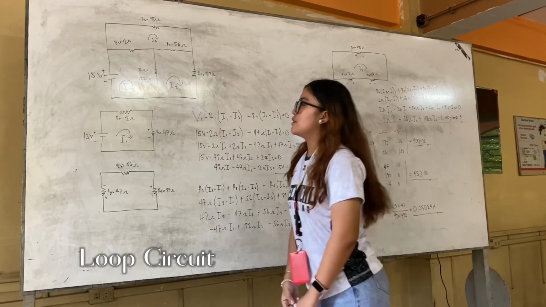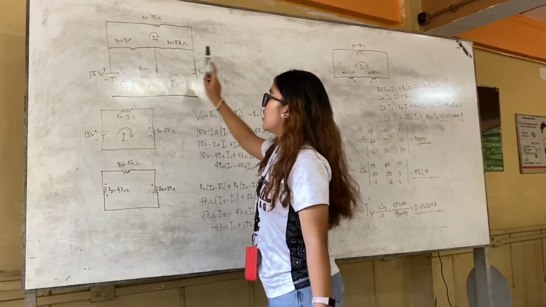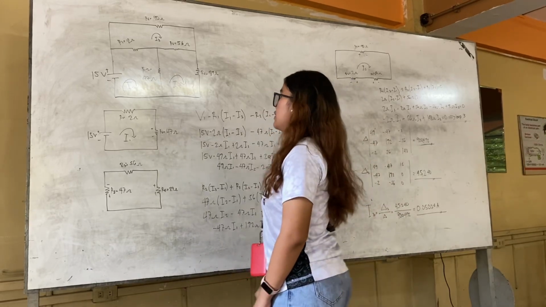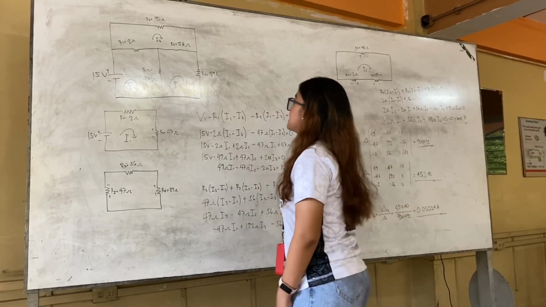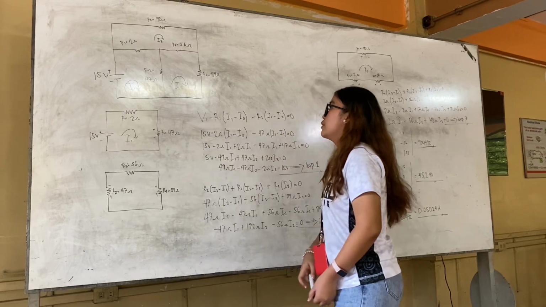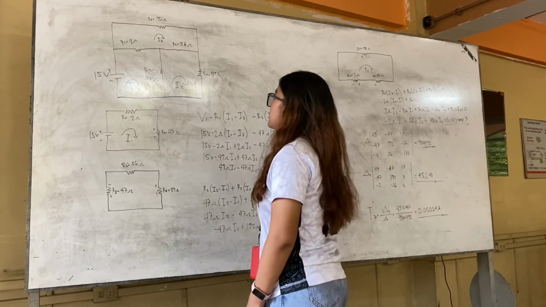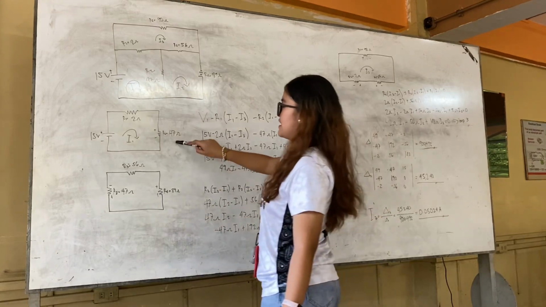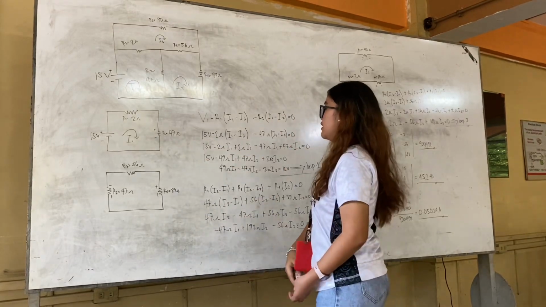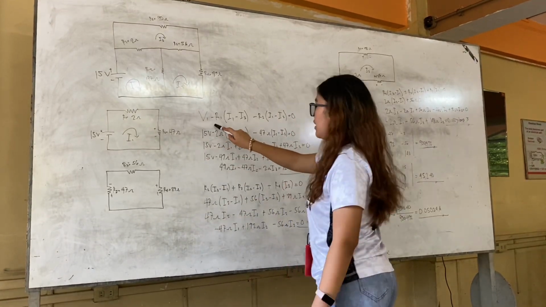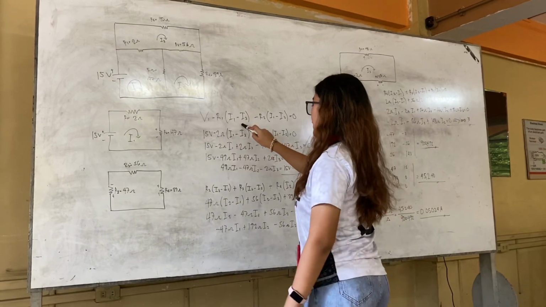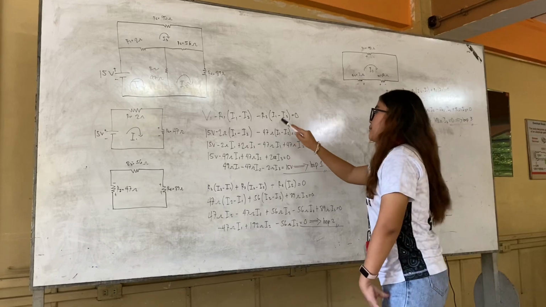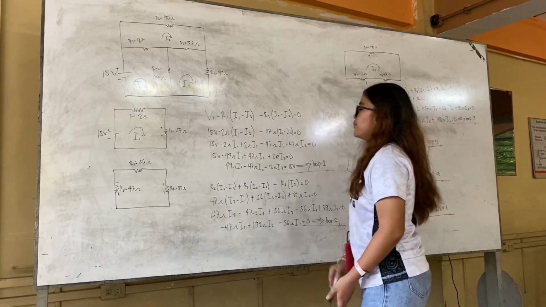So in a circuit, we have 16 volts, R1 is equal to 2 ohms, R2 is equal to 47 ohms, R3 is 56 ohms, R4 is 89 ohms, and R5 is 90 ohms. So for loop 1, we have this diagram and we're going to use the formula V1 minus R1 times (I1 minus I3) minus R2 times (I1 minus I2) is equal to 0.